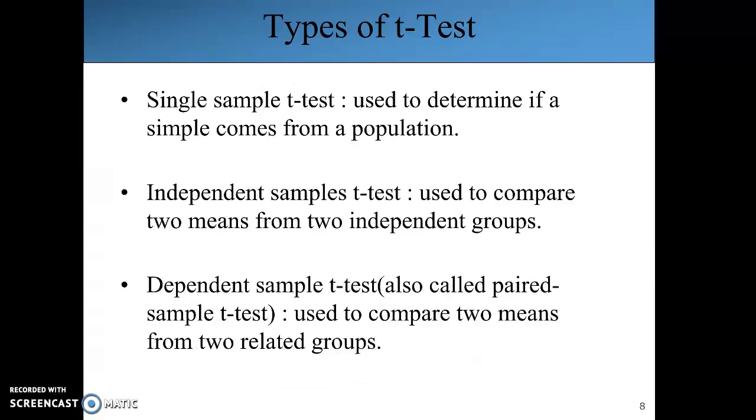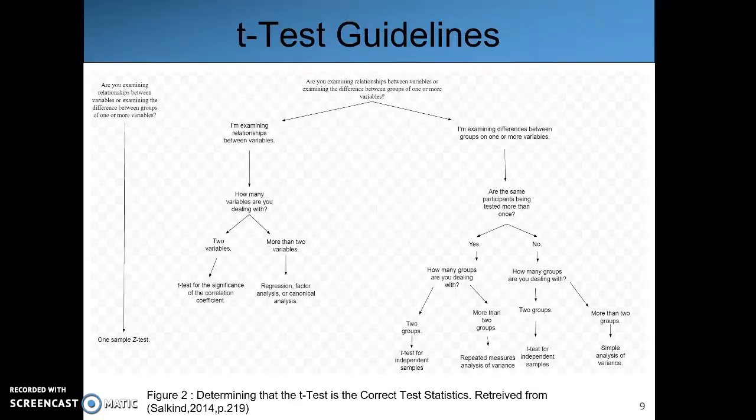There are three types of t-tests. The single sample t-test is used to determine if a sample comes from a population, while the independent sample t-test is used to compare two means from two independent groups. The dependent sample t-test, which is also called the paired sample t-test, is used to compare two means from two related groups. The following flowchart is a guideline on how to determine which t-test to use.